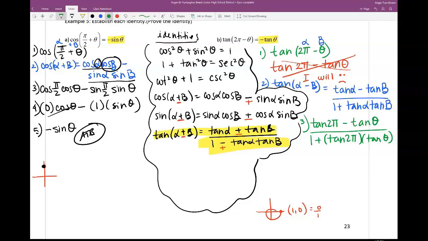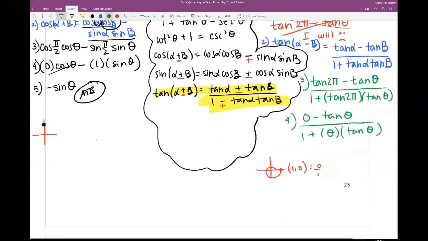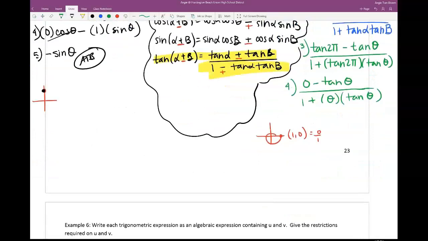That's right. Okay, so step 4, 0 minus tangent of theta divided by 1 plus, yes, you write all of this out again. All right, so here we are. Okay, well, would you agree? Oops, I'm sorry, this is meant to say 0.